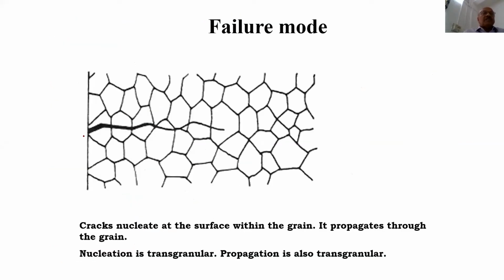So this is a schematic way of representing the crack, and always it starts inside the grain. Fatigue crack in most cases is transgranular nucleation, and mostly it goes through the grain. Sometimes it changes the path to intergranular mode.